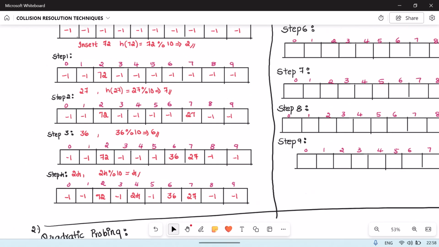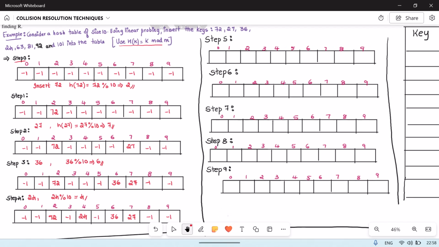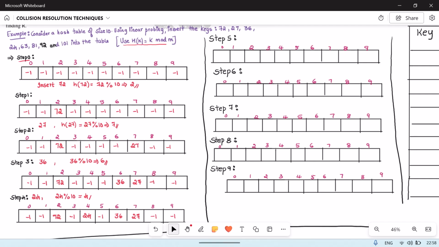Okay. Now, step number 5 is 63. So I will insert 63. 63 mod 10 is 3. So in the third position, put the value 63. In the second position, we have 72. In the fourth position, we have 24. In the sixth position, we have 36. In the seventh position, we have 27. These values are from the previous steps. Rest of the positions, nothing.